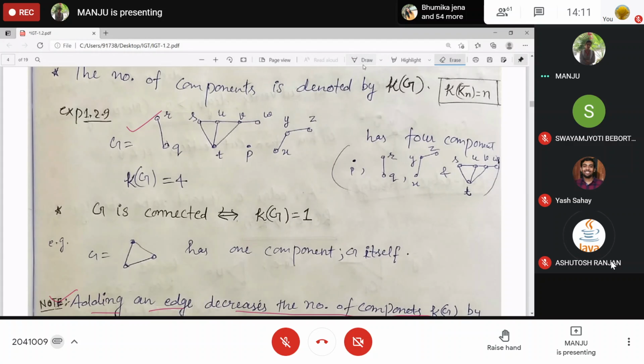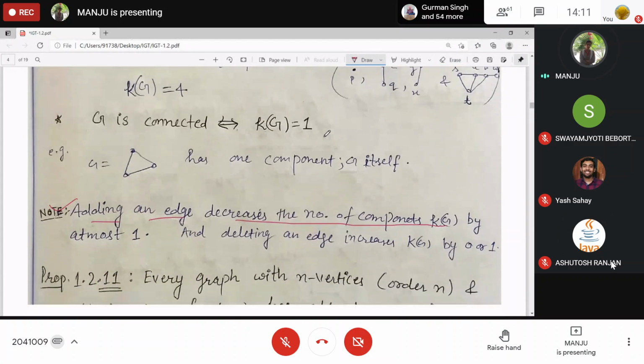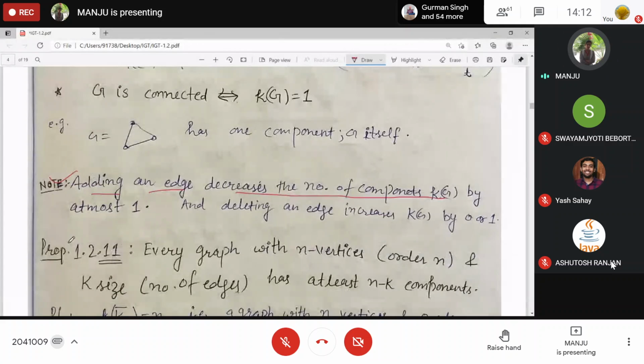If clear, then I think you can prove this. Proposition: every graph with n vertices, that is order n, and k edges, that is size k, has at least n minus k components.